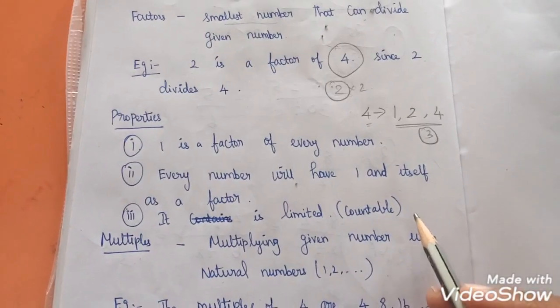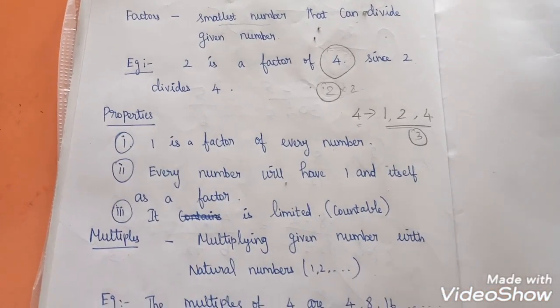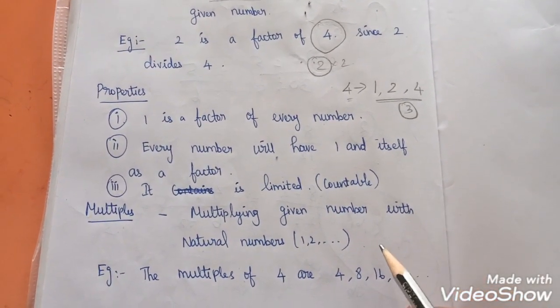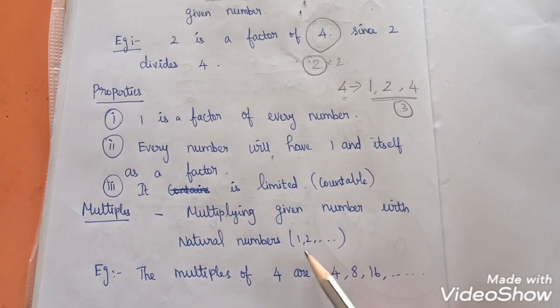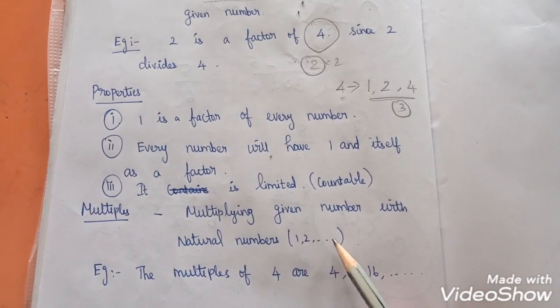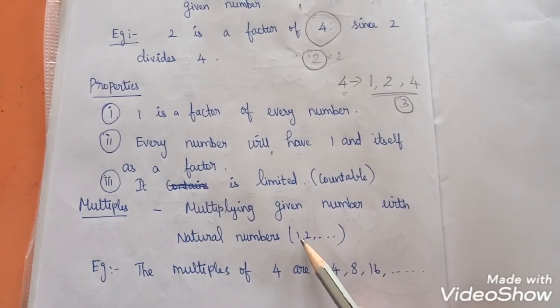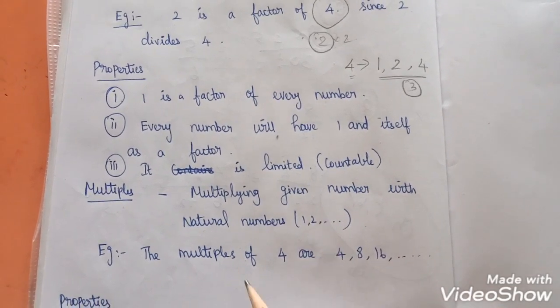Now let me see about multiples. What is meant by multiples? Multiples is nothing but multiplying the given number with natural numbers. You should understand that natural numbers start from 1 and go on like that. Okay? They are the numbers that are used for counting purposes. That's what natural numbers are. So let me see an example.